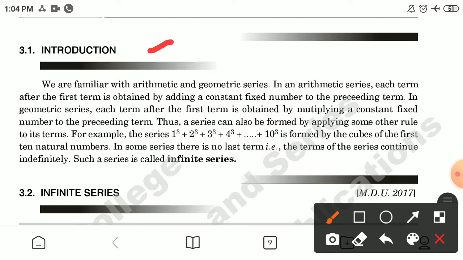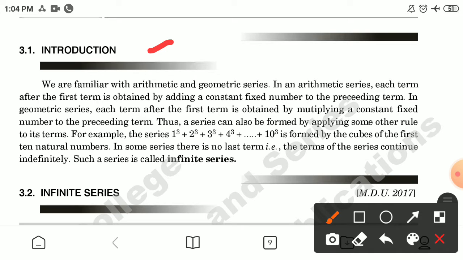In an arithmetic series, each term after the first term is obtained by adding a constant fixed number to the preceding term. In a geometric series, each term after the first term is obtained by multiplying a constant fixed number to the preceding term. Thus, a series can also be formed by applying some other rule to its terms.